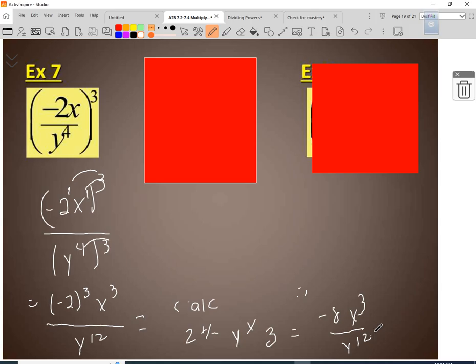Any questions on that? That's actually not new. We've done this before, right? We've been doing this when we were multiplying. Put this one in our notes.